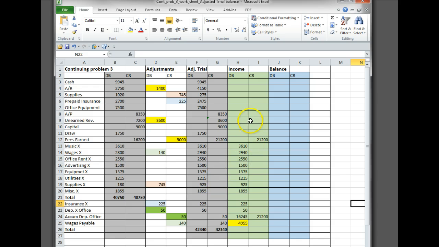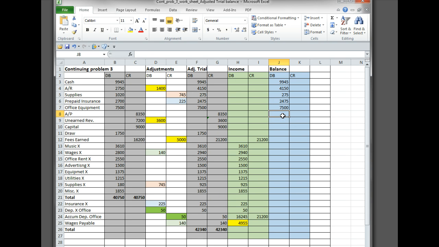So now let's go along here and see how balanced I am. I'm going to do my balance sheet. And again, I've got debit balances and credit balances in the appropriate column. So now I've got to put in my cash. This must be my accounts receivable. This is what's left in my supplies account. This is my prepaid insurance. Remember, we adjusted that. I've got office equipment of 7,500.